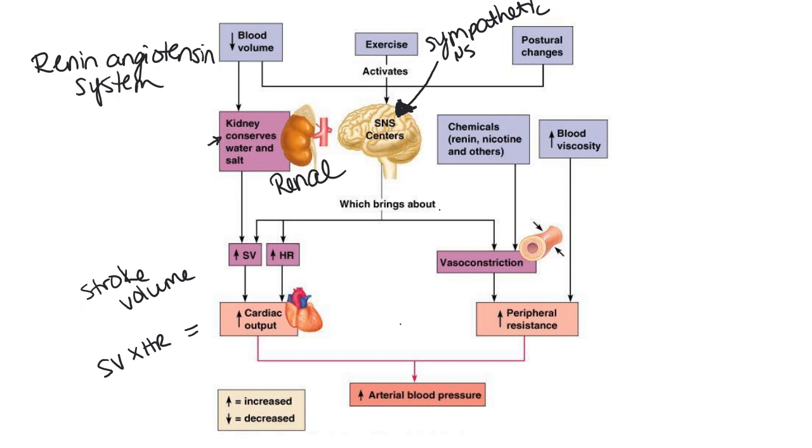So renin, renal, kidneys, angio is vessels, right? So this is going to kind of show us how our kidneys and our vessels are linked together. So the first step here is that renin, which is a hormone, is released from the kidneys.